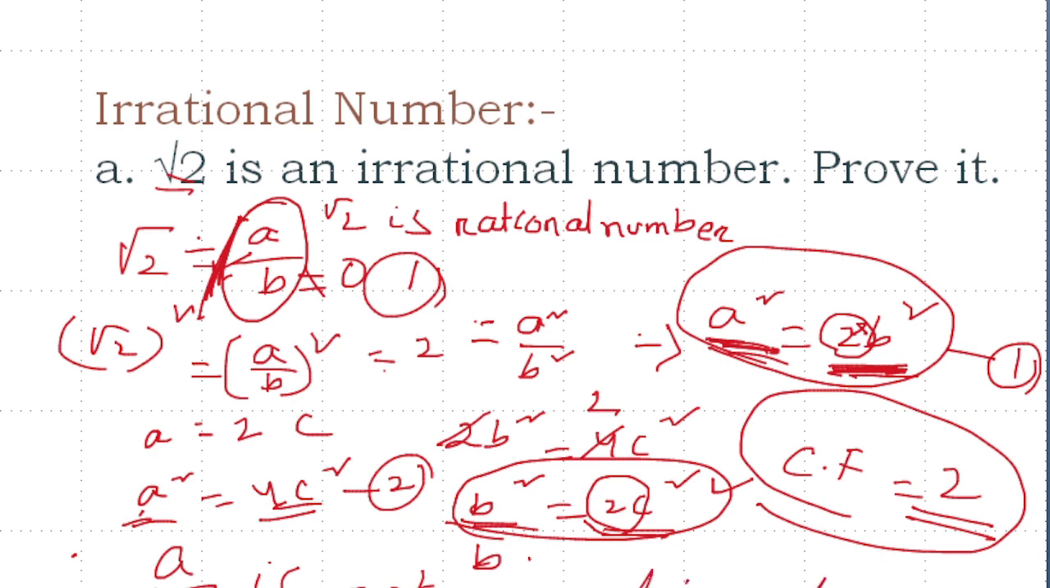So like that you can prove, if you get the question, if anyone asks why root 2 is not a rational number, like that root 3, root 5, root 6, root 7, root 8. All these irrational numbers you can prove according to this. Okay, now come back to the other part.